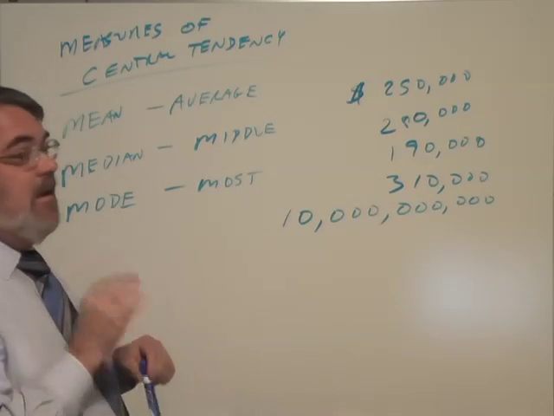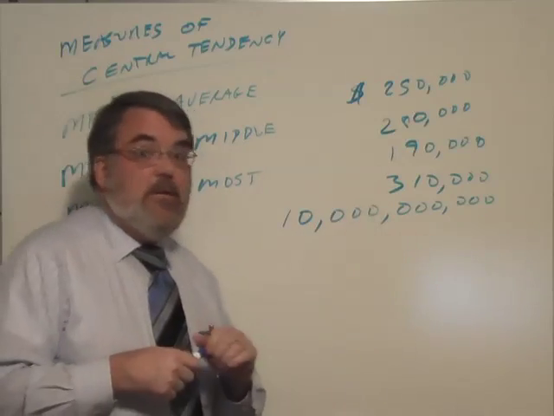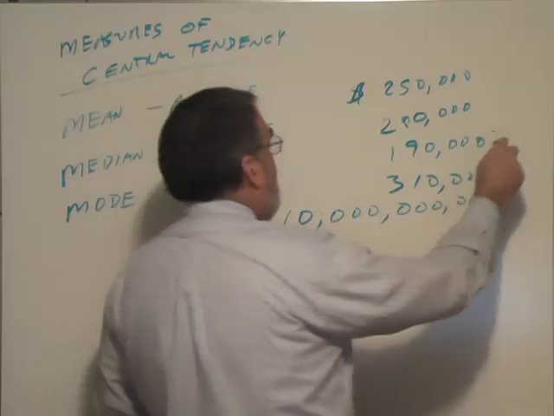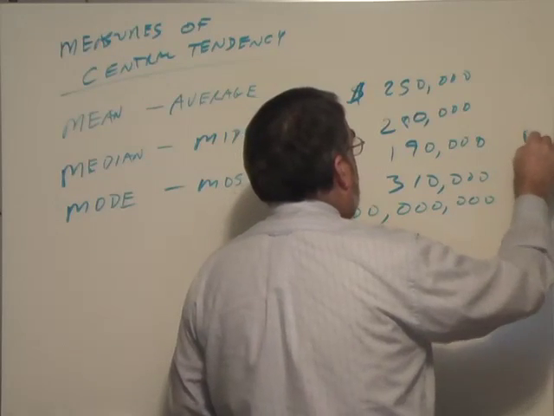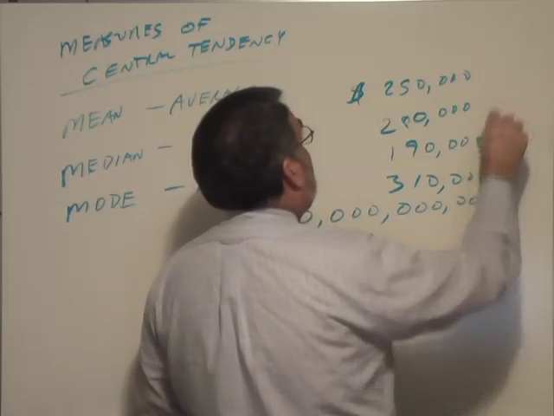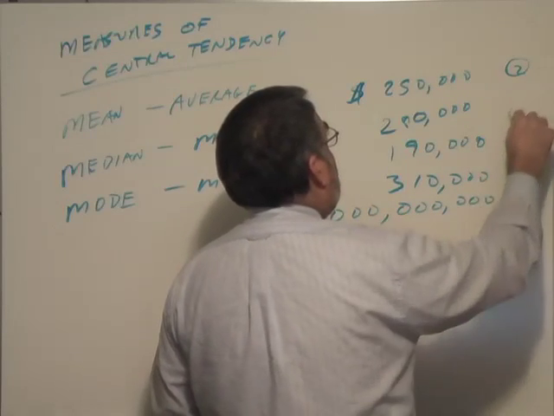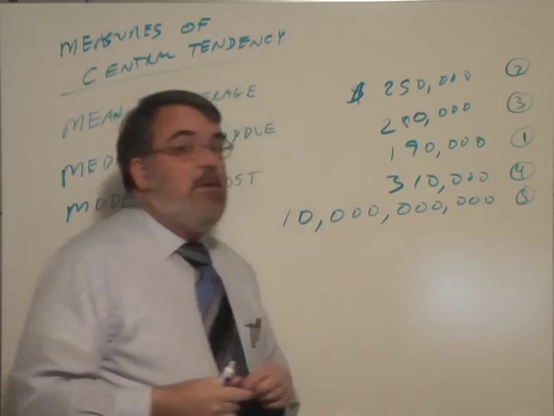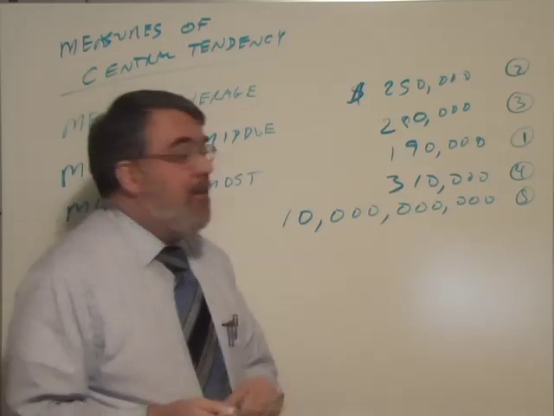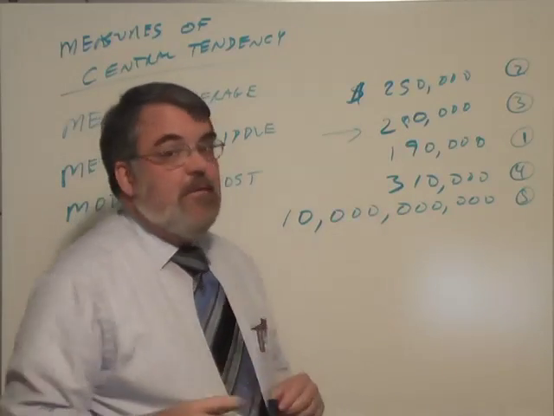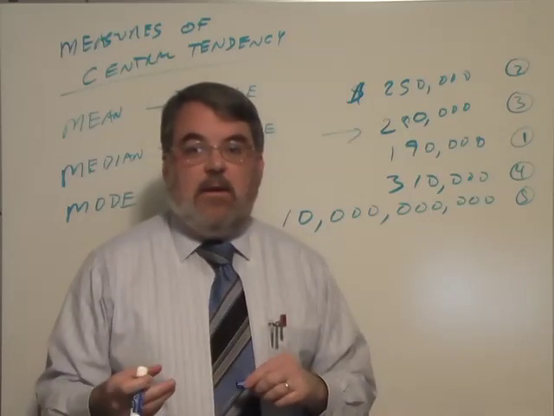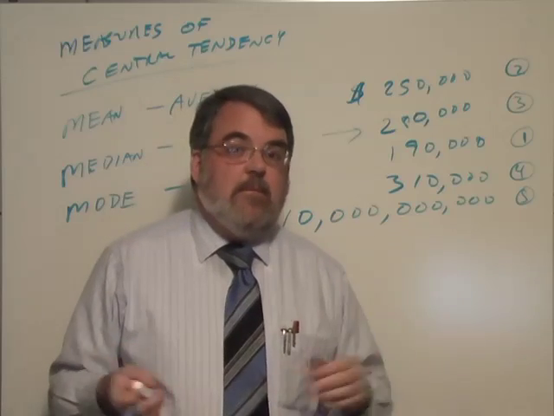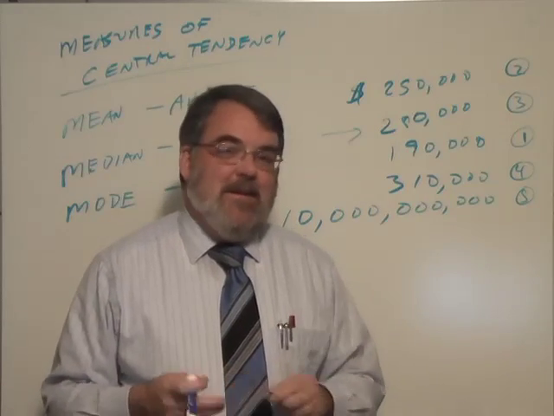Well, the median is when you take the data and you arrange it in order. It can be from high to low or low to high. So for example, this is the lowest, so I'll call that 1. And let's see, this is number 2, that's number 3, number 4, and number 5. So what's the middle piece of data? It's this number right here, 280,000. So the median income for these 5 houses is 280,000, which you probably will agree is a little more realistic.